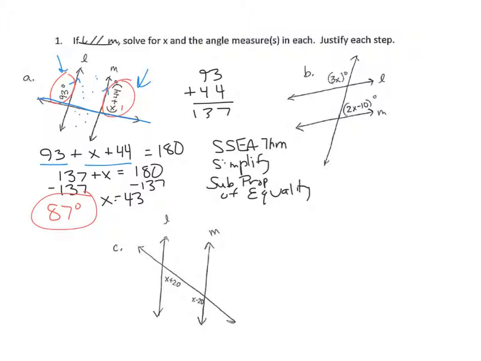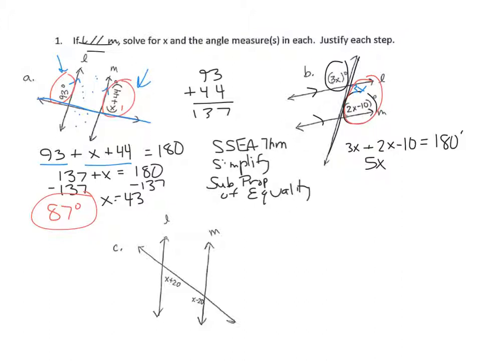Okay, letter B, these two lines are parallel, just like the directions. And so what is the relationship between these two? Well, I know by vertical angles that this would be 3x. And now both of these are on the inside, so they're same side interior angles. So I know that 3x plus 2x minus 10 has to equal 180 degrees. That's because of same side interior angles. They're on the same side of the transversal and they're on the inside.